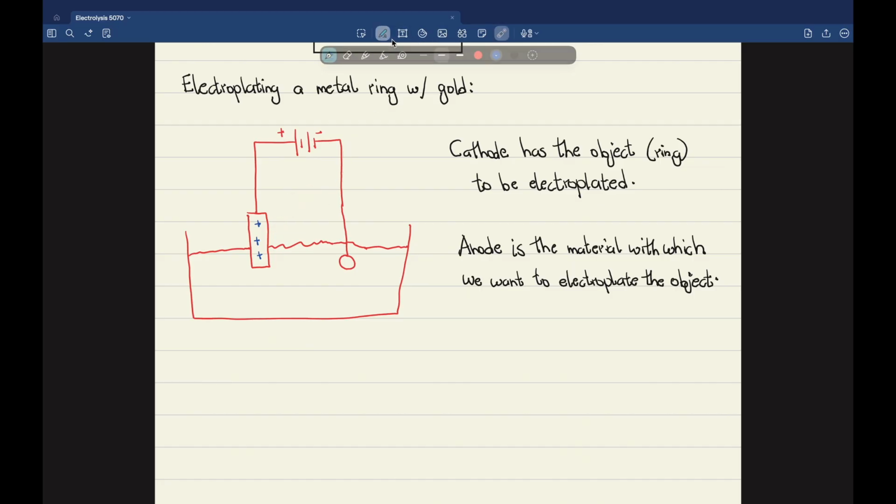So what happens is that this anode is made up of gold. This is the gold anode, and this is the ring that is the cathode. Now, again we'll use the salt of the material with which we want to electroplate the object, right. So the electrolyte is going to be the salt.